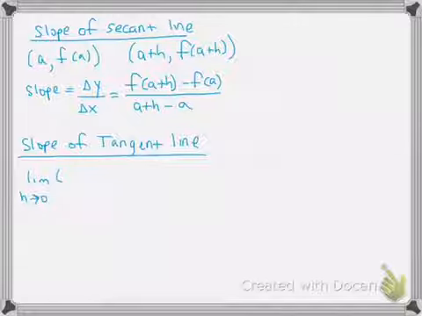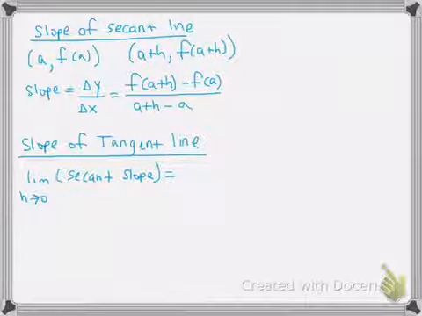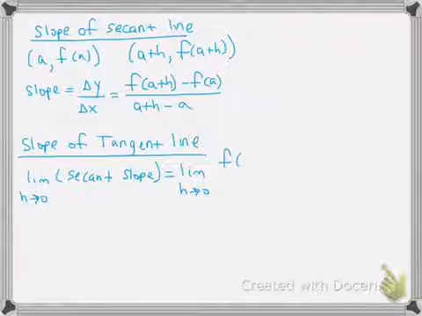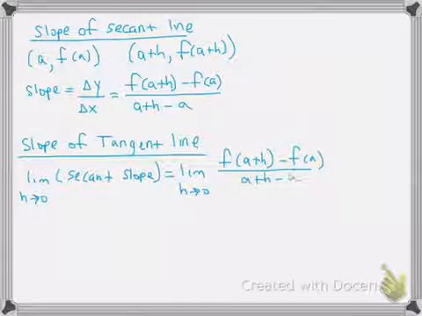So really what we're doing is taking the limit, as the distance between the 2 points, h, goes to 0, of my secant slope. I'll show you what that actually looks like. Instead of writing secant slope, we now know what our secant slope is: f of a plus h minus f of a, all over a plus h minus a. So this limit, the slope of the tangent line, is the limit as the distance between the 2 points approaches 0 of f of a plus h minus f of a, all over a plus h minus a.